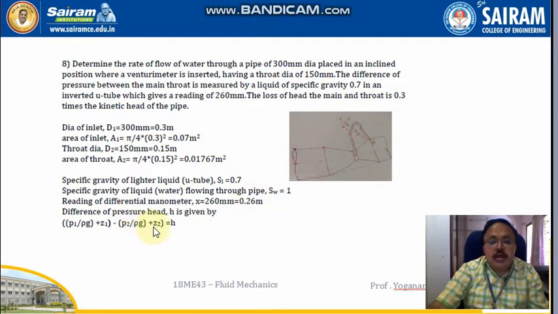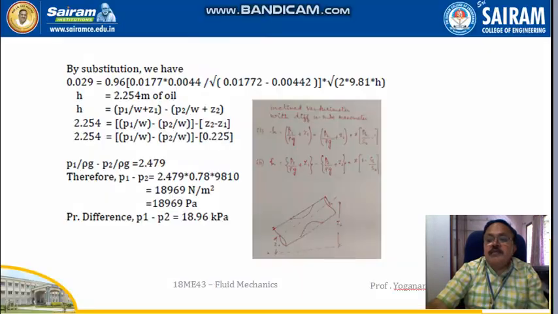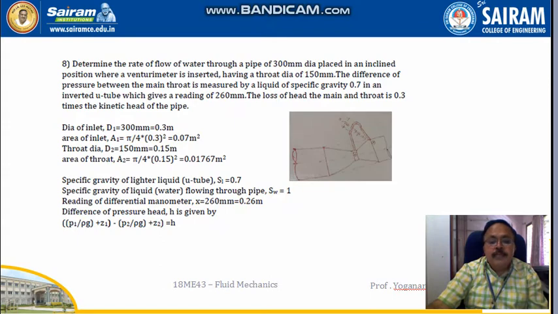So the difference in the pressure head H is equal to the difference of P1 by rho g plus Z1 minus P2 by rho g plus Z2. So that is shown in the previous example here. P1 by rho g plus Z1 minus P2 by rho g plus Z2 is equal to X into SH by S naught minus 1, or it is X into 1 minus SL by S naught, as the case may be.